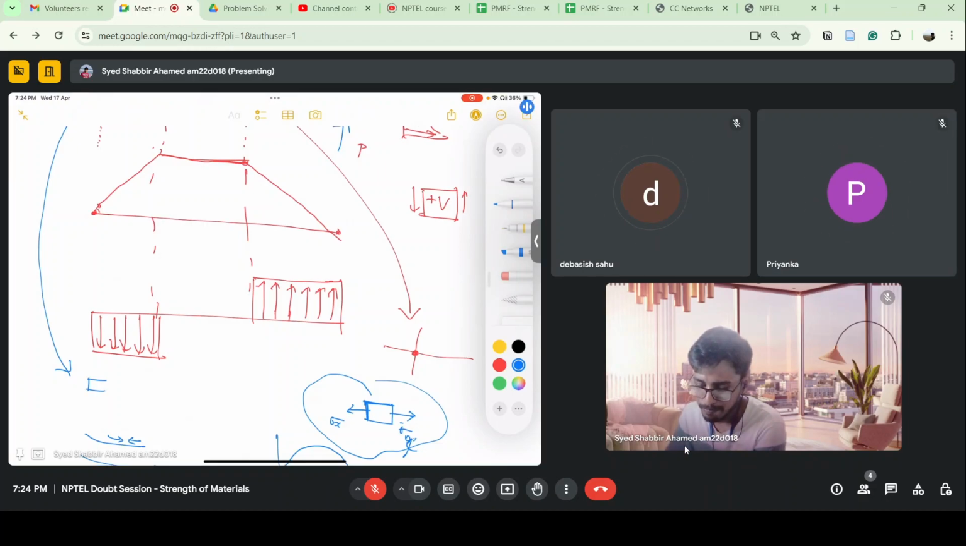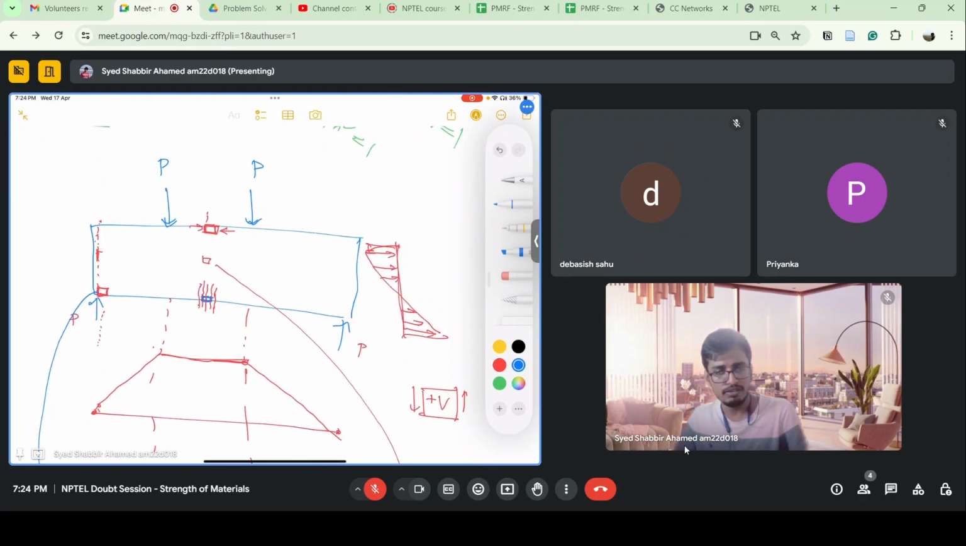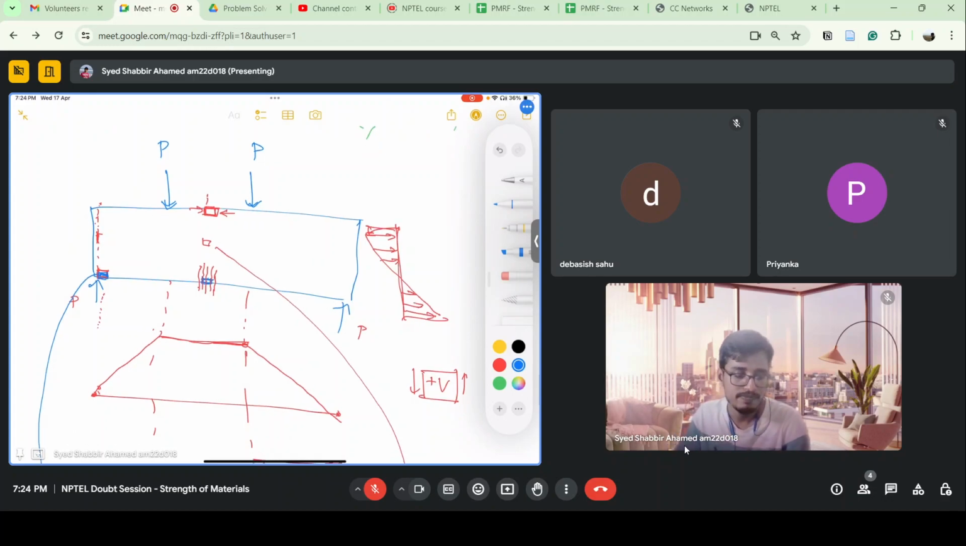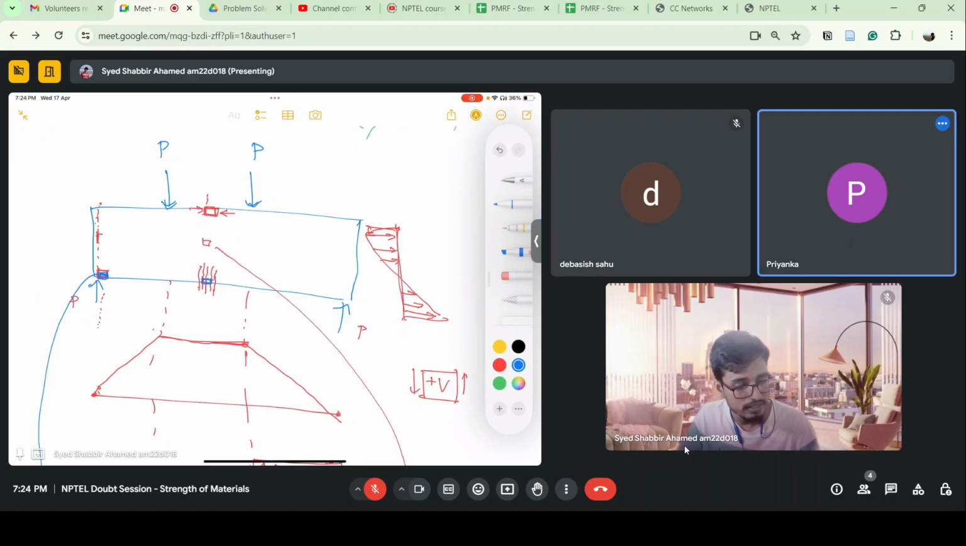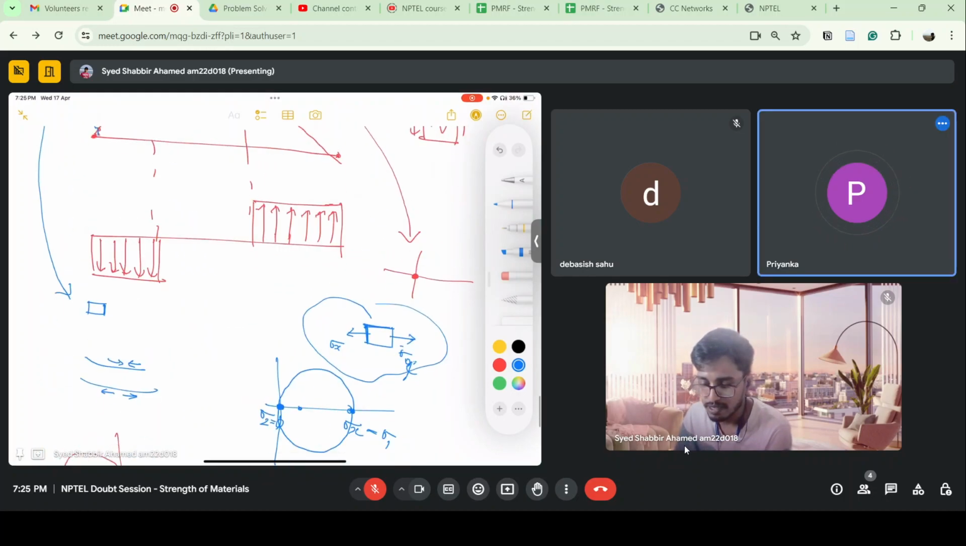Shear. Are you sure? I'm taking a point on the bottom fiber. Zero shear, sir, and zero tensile. Tensile stress is there, but shear is zero. I'm saying that it is near the support, and the bending moment is almost zero at the support. Yes, sir, everything is zero.